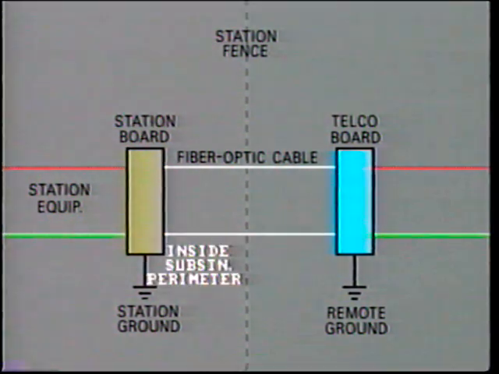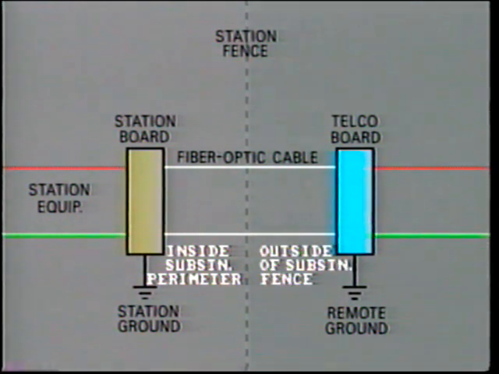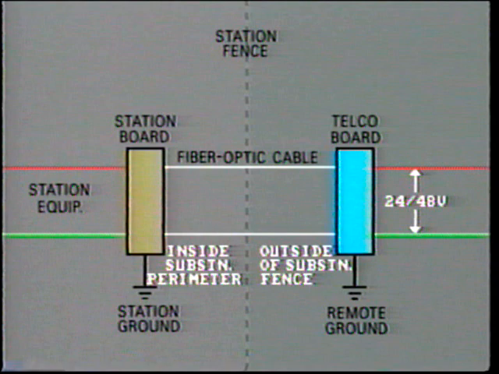In this case, the station terminal board would be inside the substation perimeter, with the telco board located outside of the fence. The power supply for the telco board is taken from the telephone central office itself. This 48-volt or 24-volt DC is transmitted along the same conductors as the telephone communication.